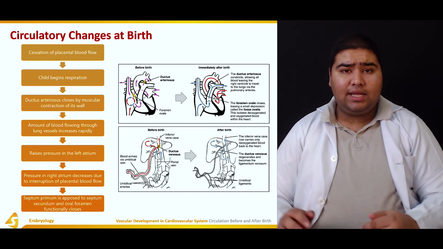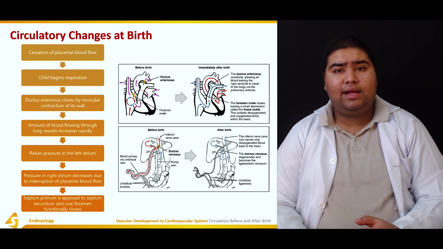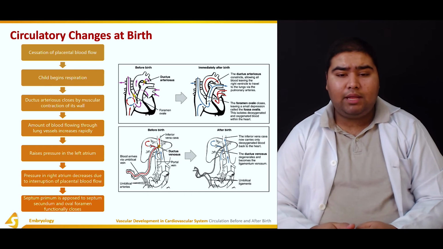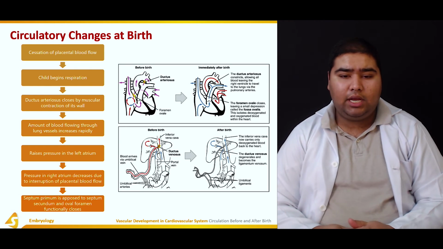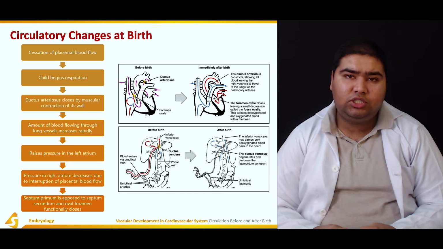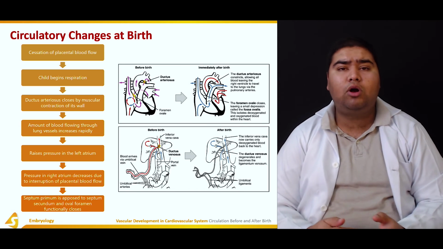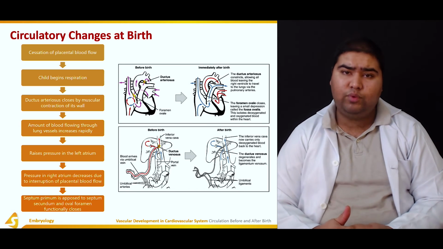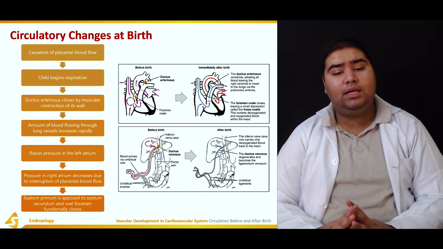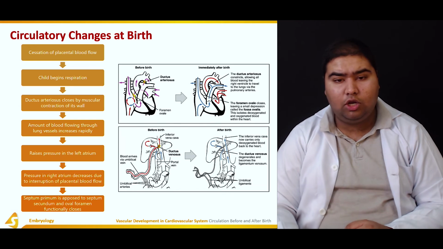As a result of decrease of the right atrial pressure and increase in the left atrial pressure, the septum primum is opposed to the septum secundum, and the oval foramen functionally closes. So the septum primum and septum secundum undergo apposition, as a result of which the foramen ovale is now functionally closed.